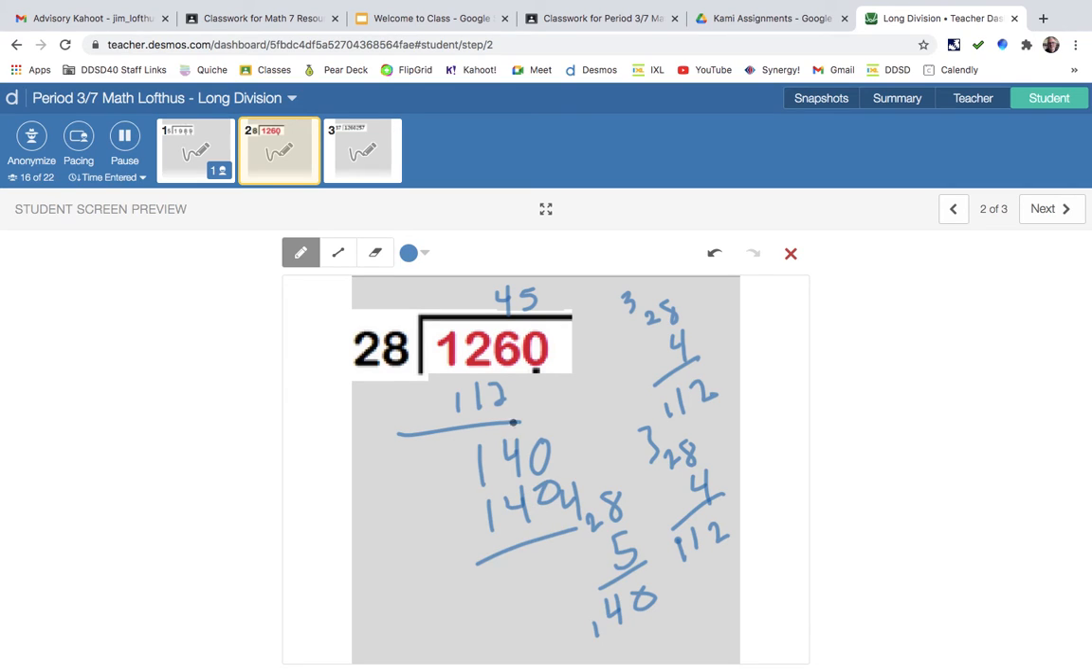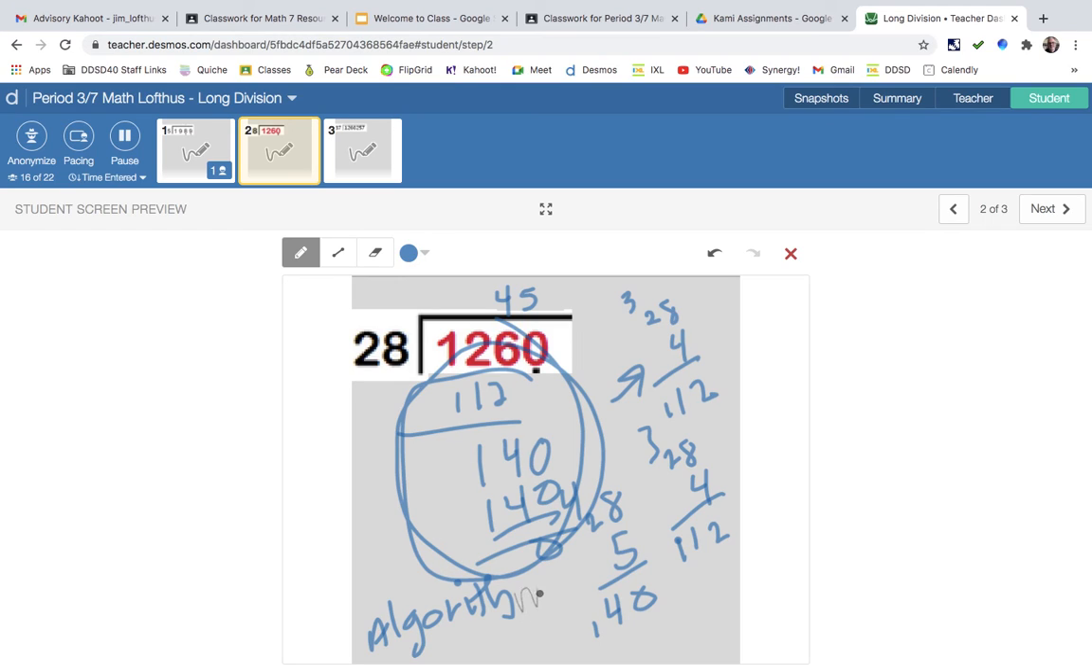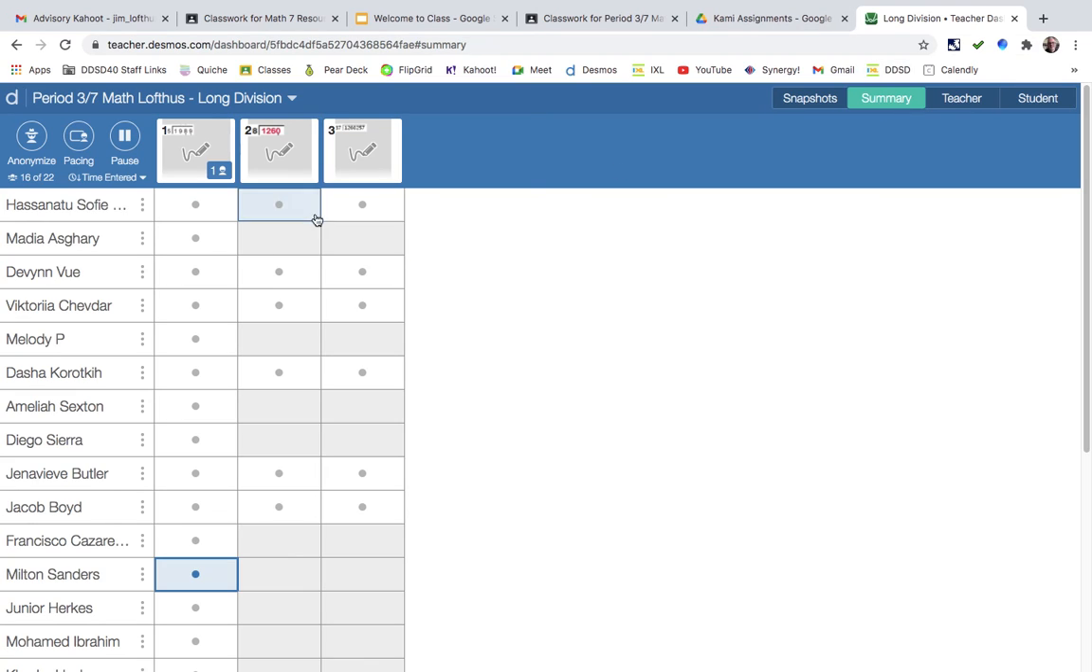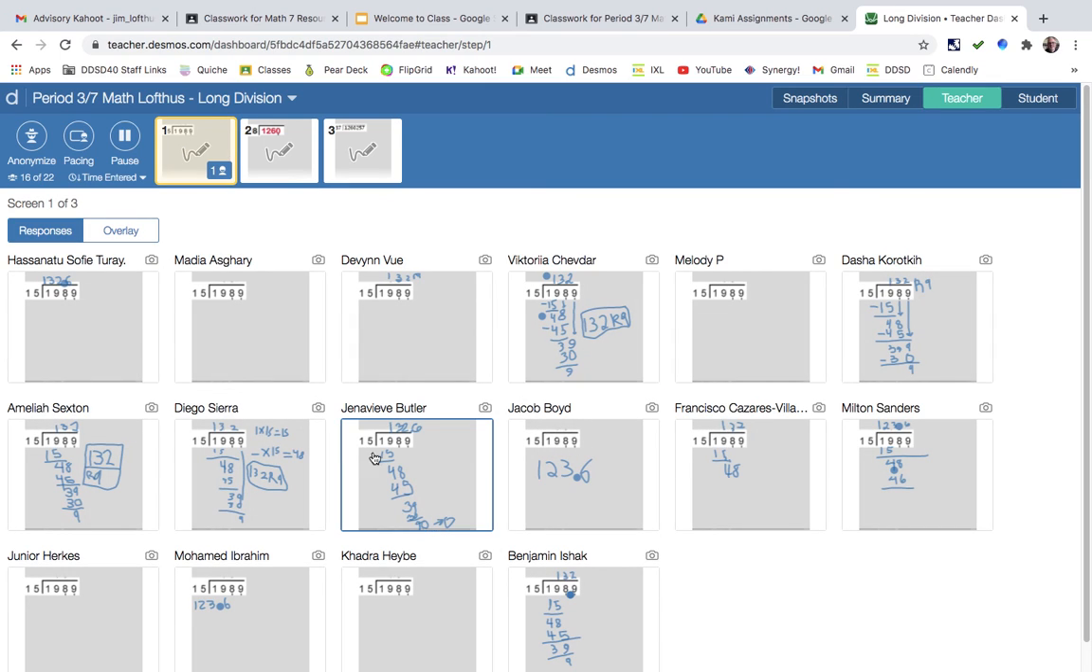And what I want to see are all of these steps right here. You can even show this part over here, but it's optional. But what is not optional is this. This is called the algorithm. That is like a recipe. That's how we solve it. The steps that we use. The purpose of this Desmos is to show those steps, and let me show you my summary. If I click here, then I could click on any one of these and they're showing me the steps. So that's what I need to see on everybody's.